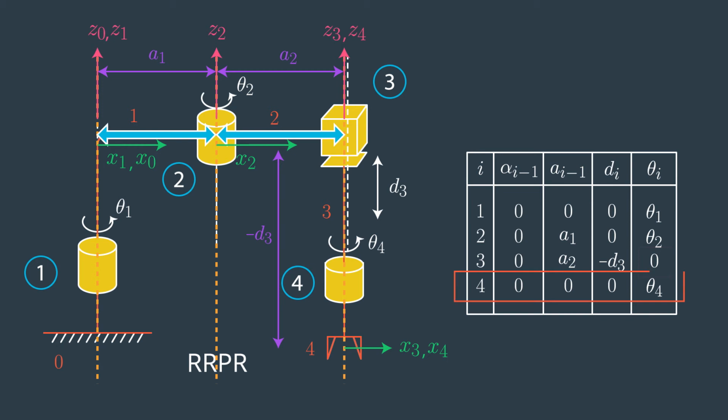Finally, row 4. This is similar to the transform between links 0 and 1, because I again define frame 4 to be coincident with frame 3 when theta 4 equals 0. As a result, alpha 3, A3, and d4 are all 0, and theta 4 is just theta 4.